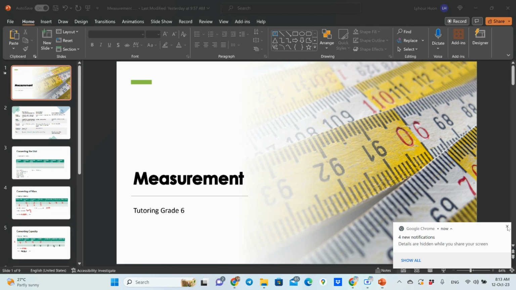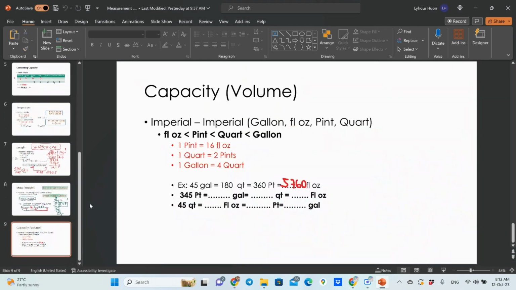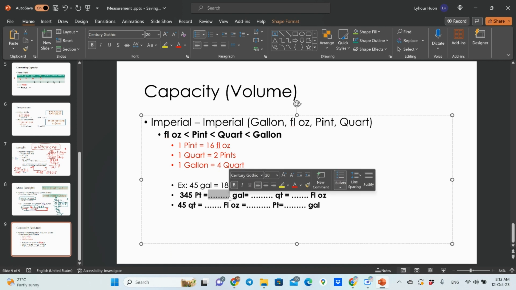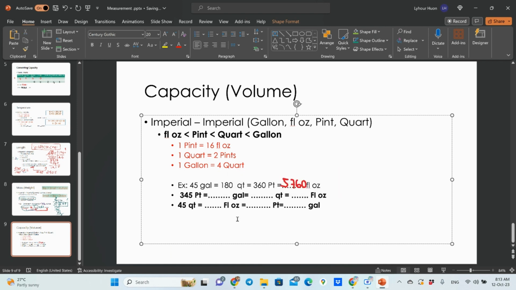Okay, I see it now. Measurement tutoring, grade 6. Oh, we have two homework here as well. Did you do it? No, thanks. Okay, let's do it quickly, and we need to finish.